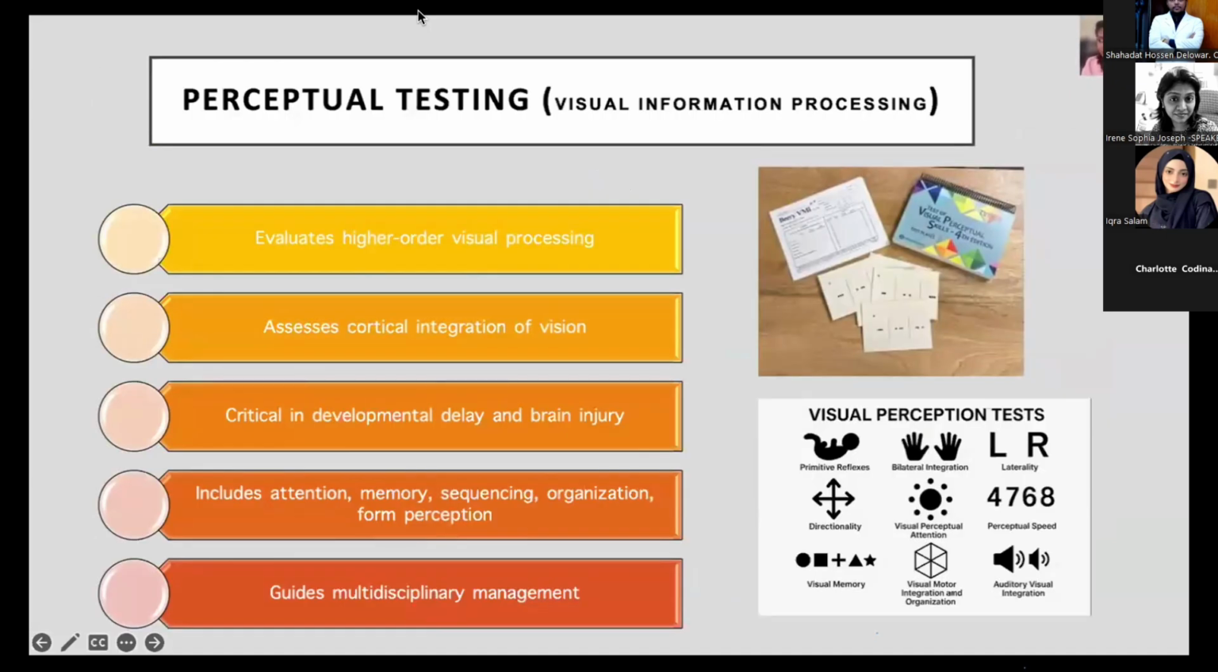Perceptual testing also sometimes is important, and we can include this wherever indicated. It is recommended in complex cases such as developmental delay or brain injuries. It evaluates higher order visual processing, including attention, memory, sequencing, and form constancy, and it plays a key role in guiding multidisciplinary management.